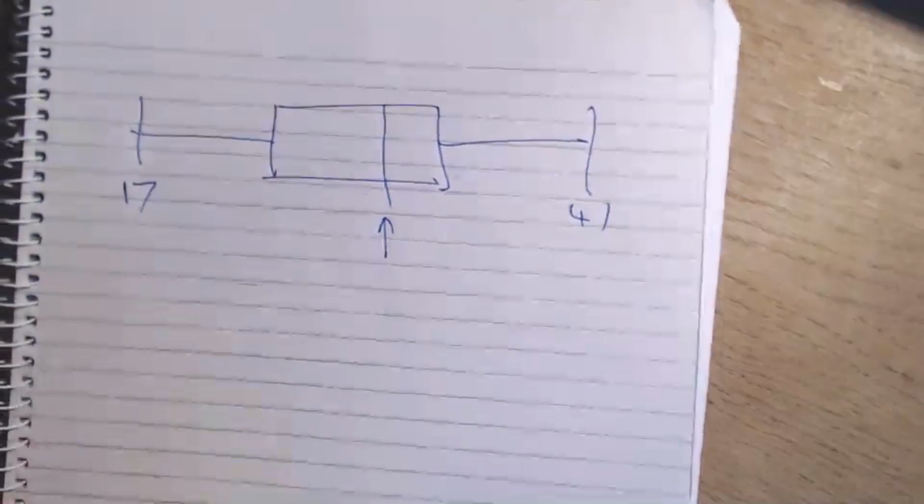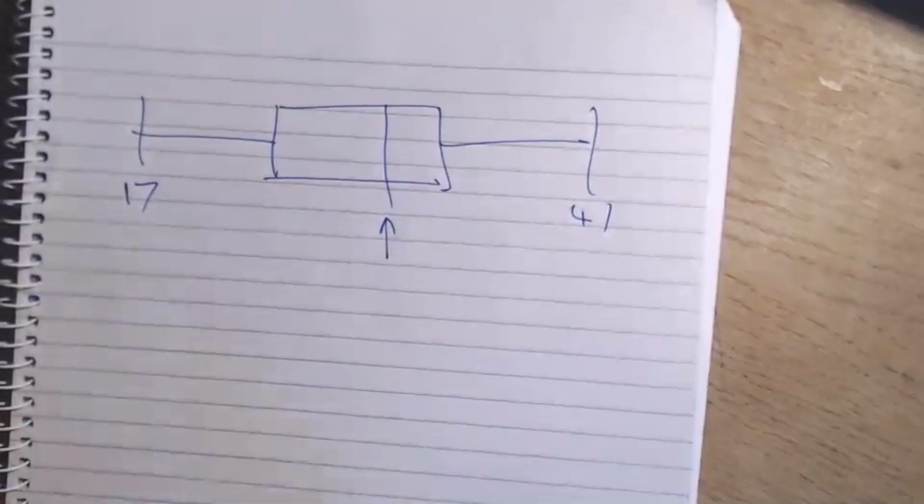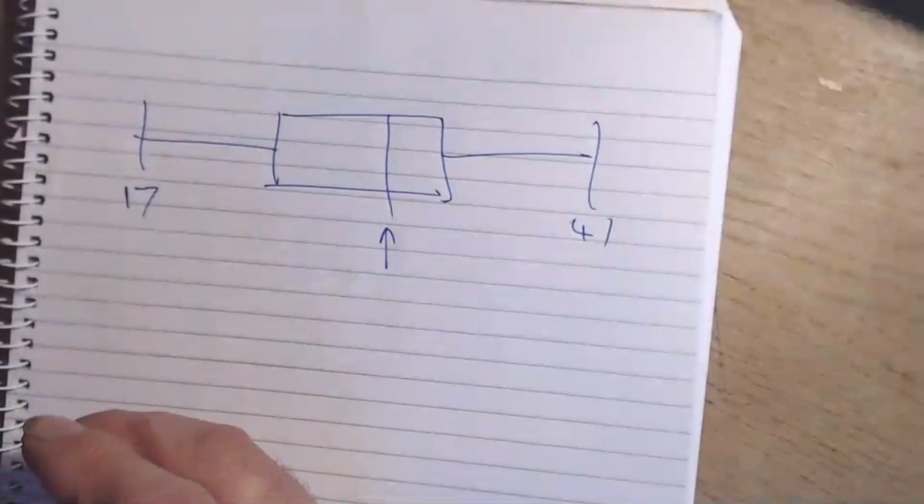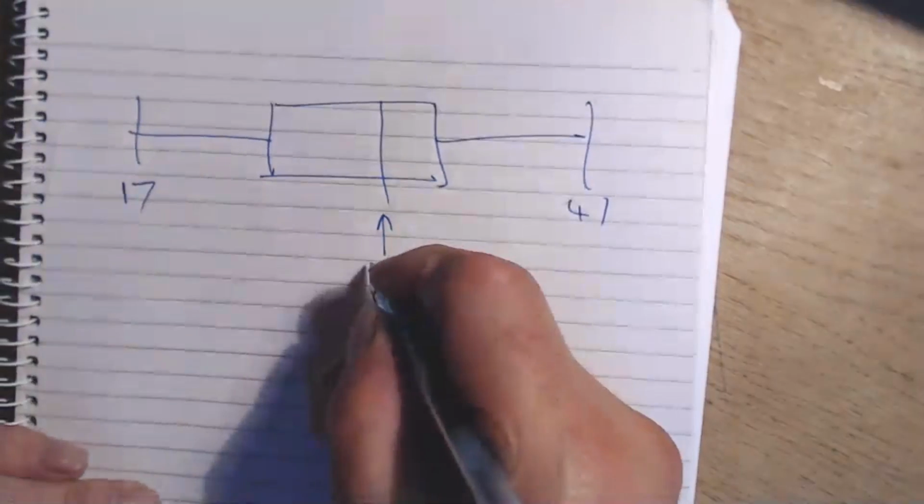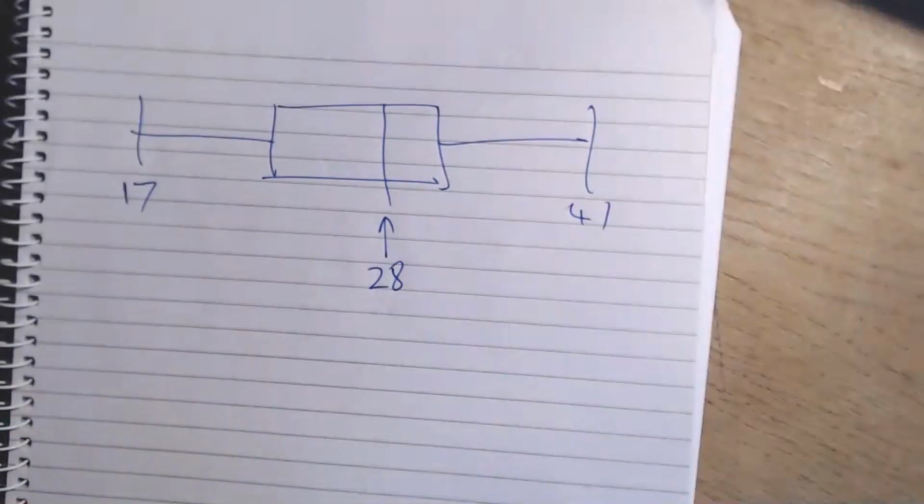So the middle one's going to be 25 add 1, which is 26, halved, the 13th person. So go along to the 13th person. 1, 2, 3, 4, 5, 6, 7, 8, 9, 10, 11, 12, 13. So that's going to be 28. So 28 is going to be the middle one.